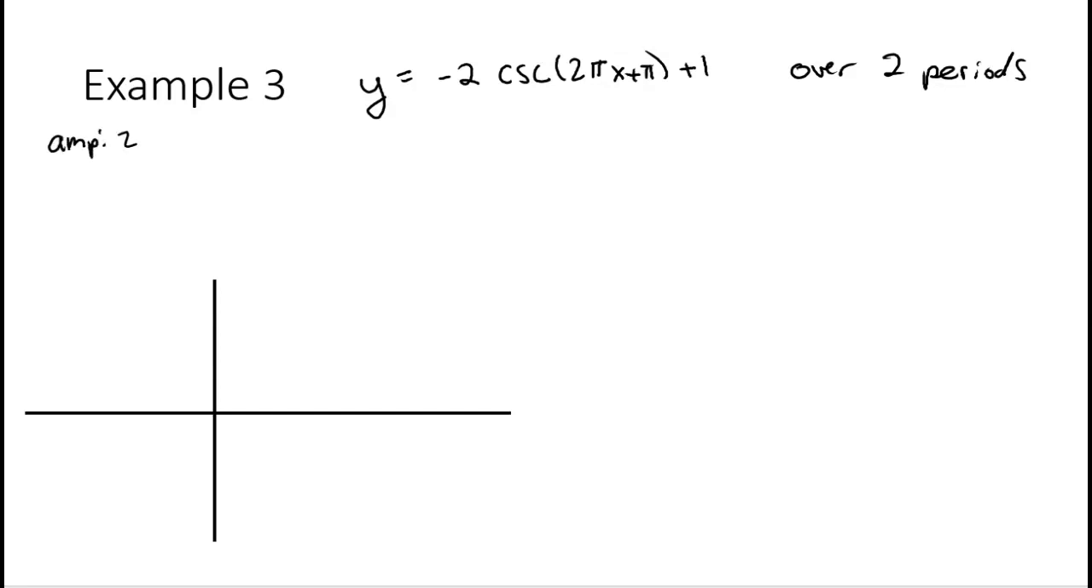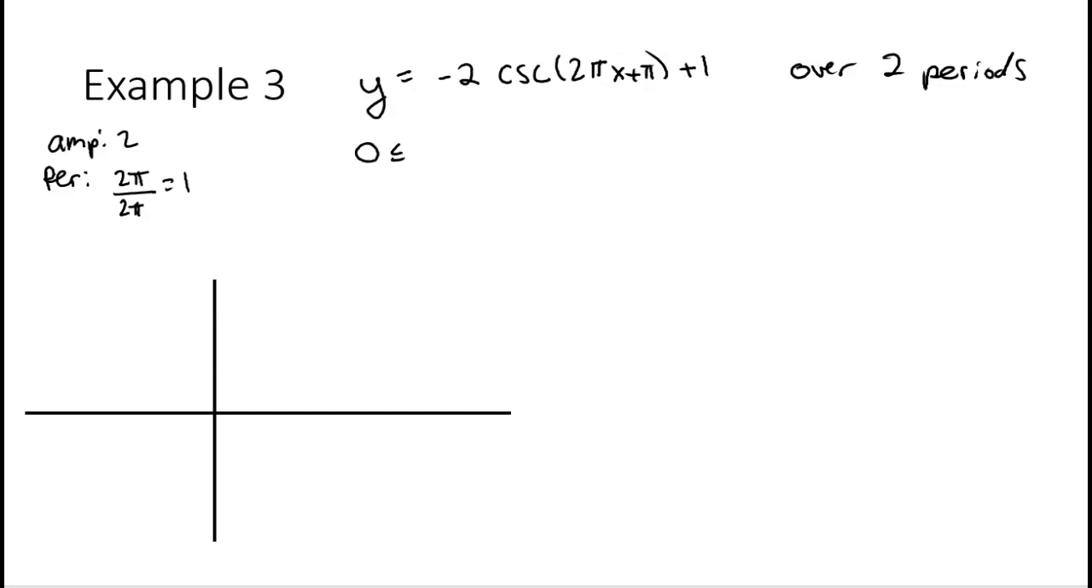So again, my amplitude is 2, so it just means it's being pulled apart a little bit more. My period this time, I'm going to take my 2 pi and I'm going to divide it by my b value, which also happens to be 2 pi. And so my period is actually 1. Again, there is a shift. There is a horizontal shift.